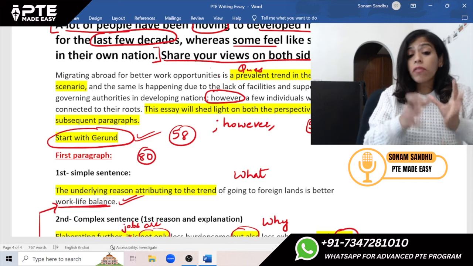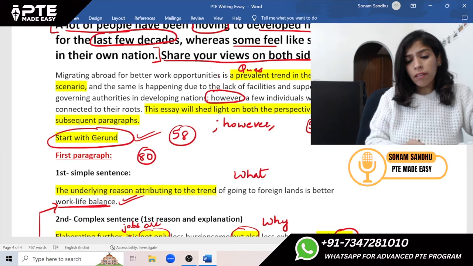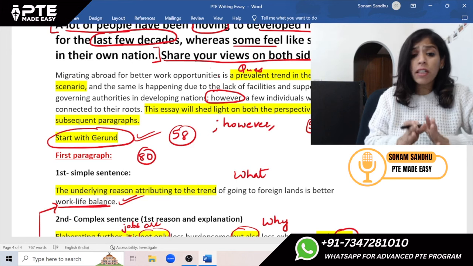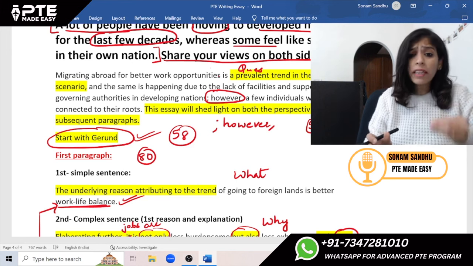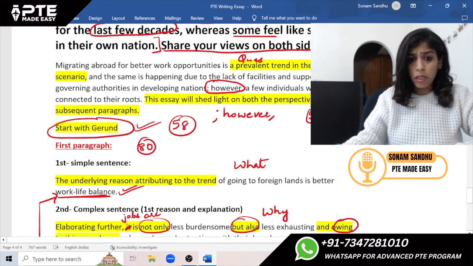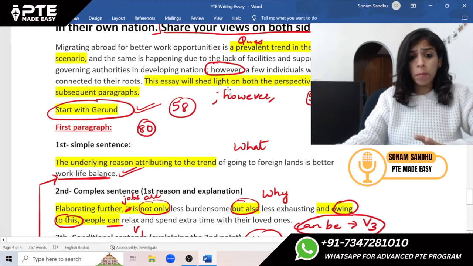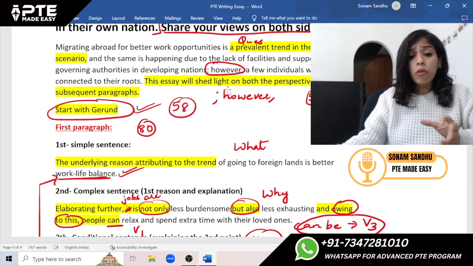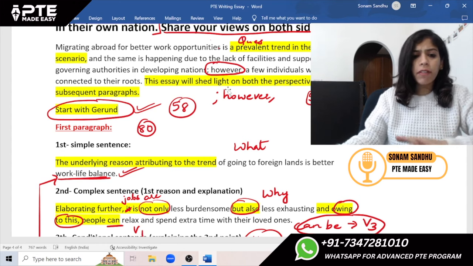Instead of feels like staying, you can use still a minority wants to stay in their own country. So simply you have to do this and the whole essay is done. If you follow all these tips, you can easily score 85 in the writing module. You have to focus more on the introduction part. Try using somewhere around 58 to 60 words for the introduction, 80 words for the first paragraph, 80 for the second paragraph, and for the conclusion simply use 30-35 words.